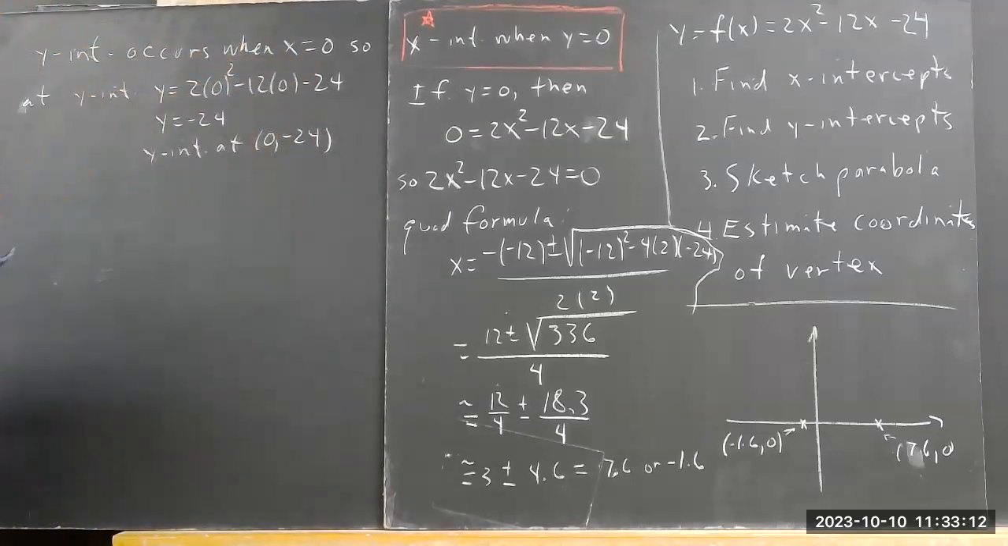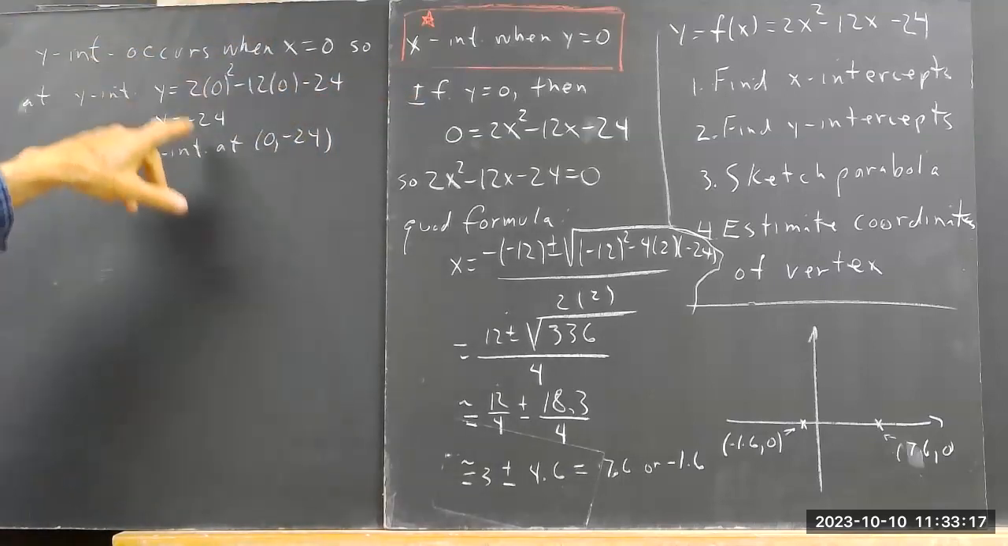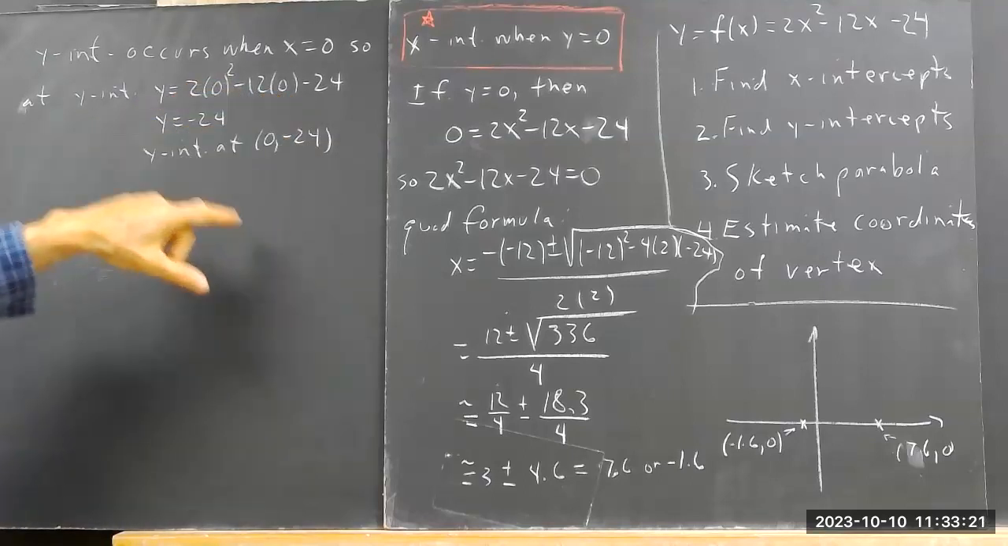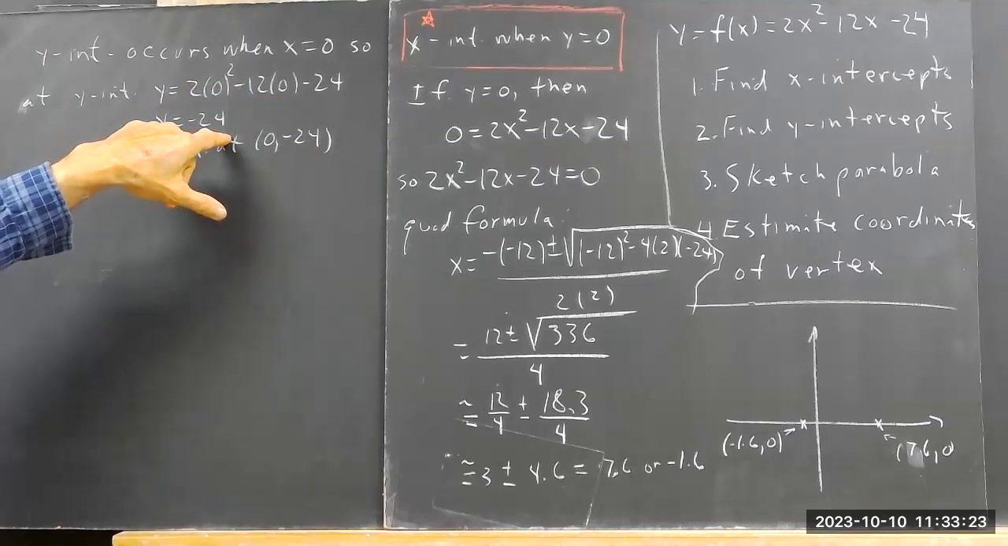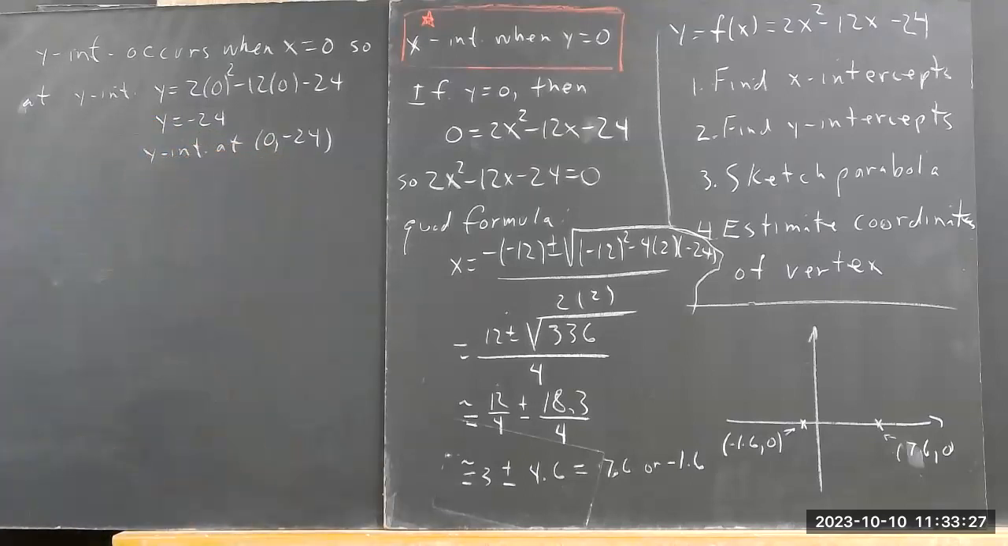Y-intercept occurs when x equals 0. So we take our y equals 2x squared minus 12x minus 24, plug in 0 for x. Okay, we get y equals negative 24. So the y-intercept is at 0, negative 24.